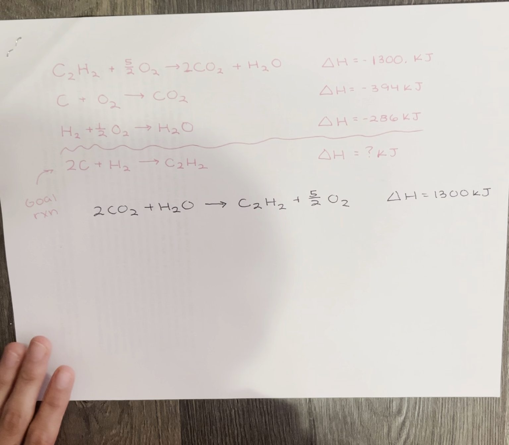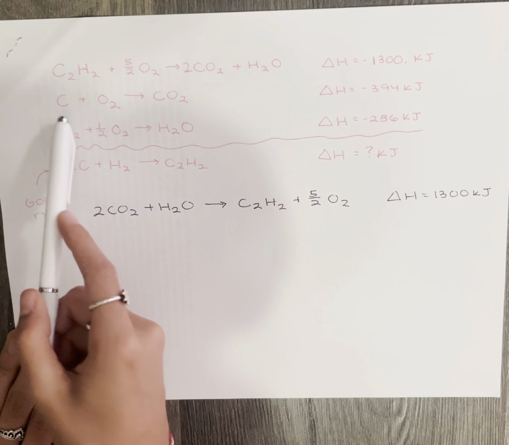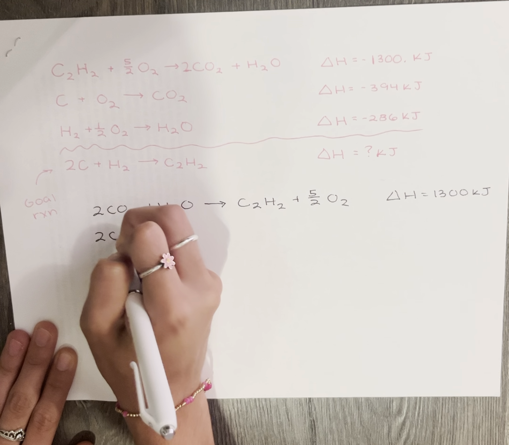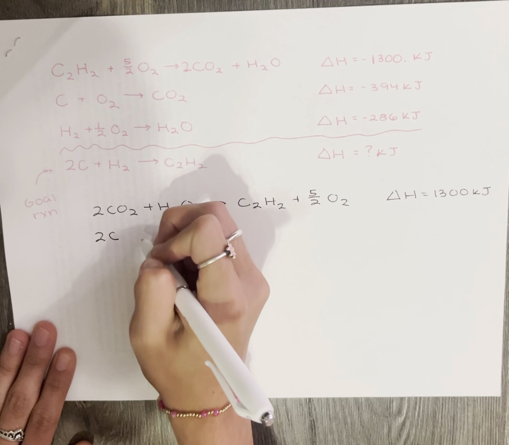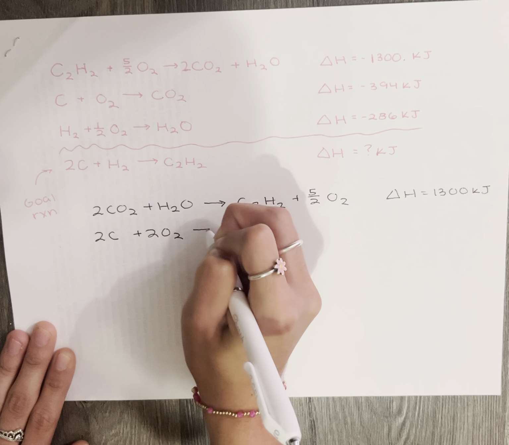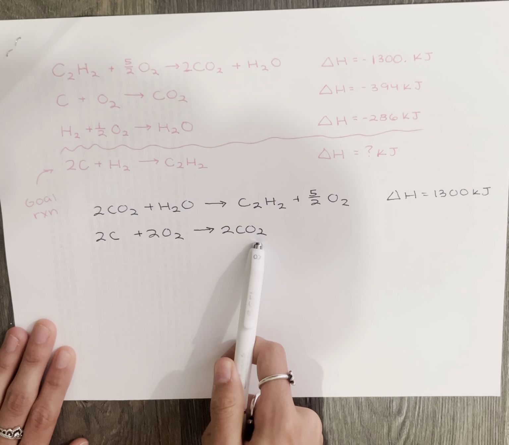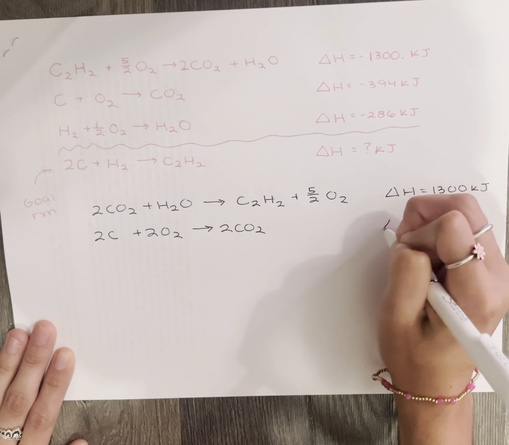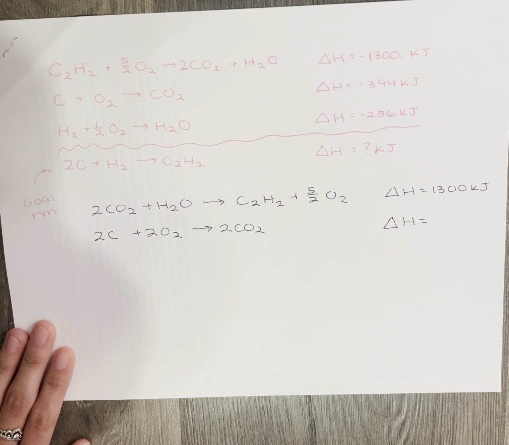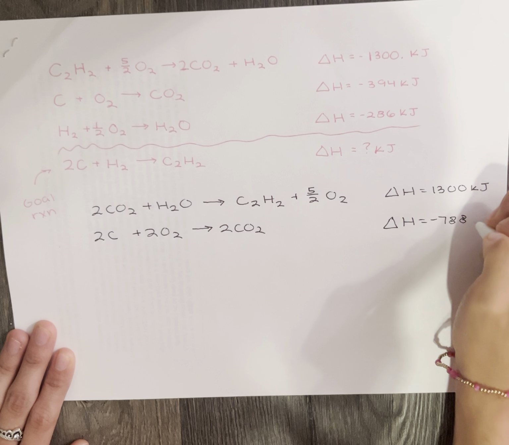And then next, I'm just going to balance out this. So I'm going to multiply this whole equation by 2. So 2C plus 2O2 yields 2CO2. And whatever you do to the reaction, you also have to do to the heat again. So this heat would be negative 788 kilojoules.